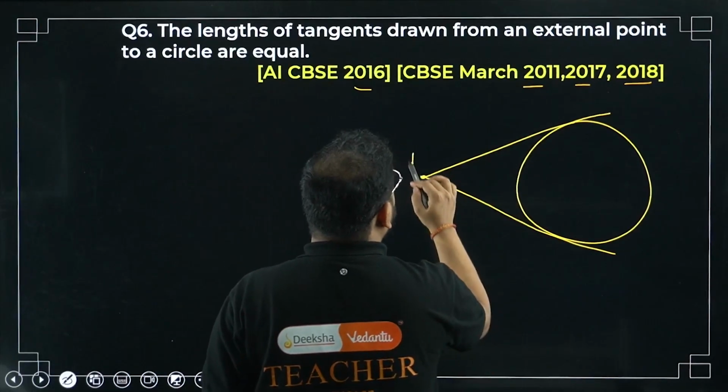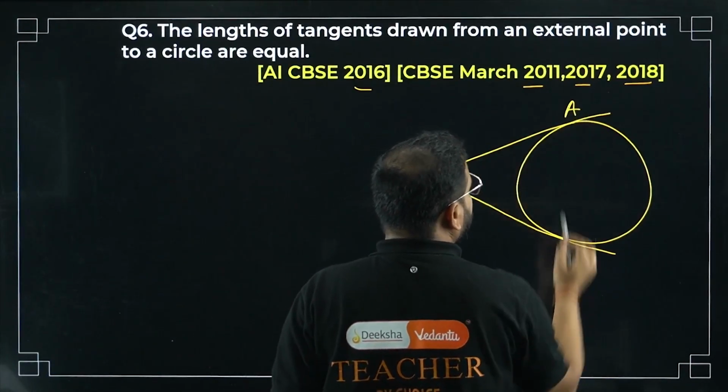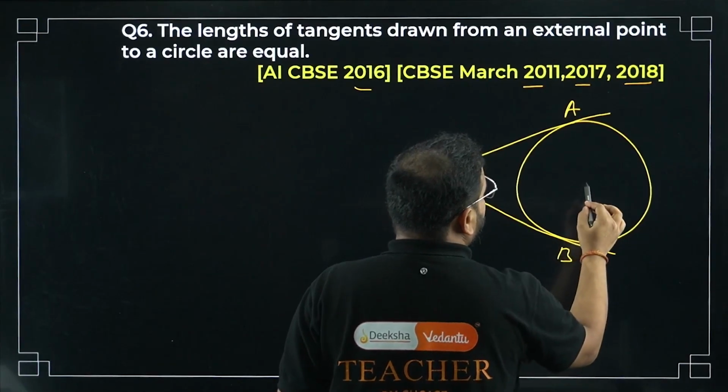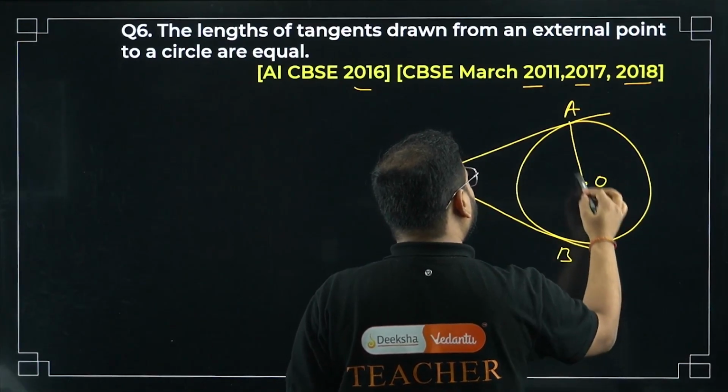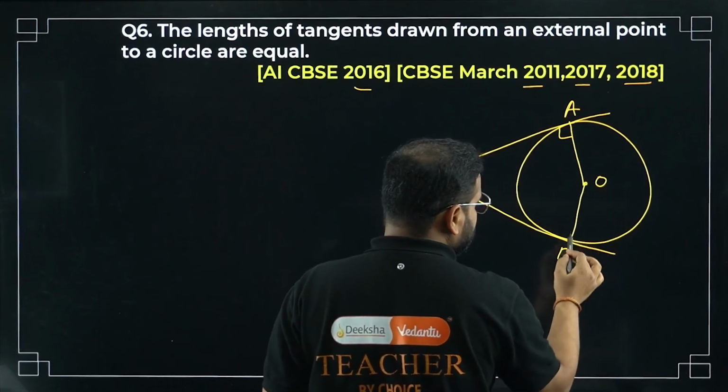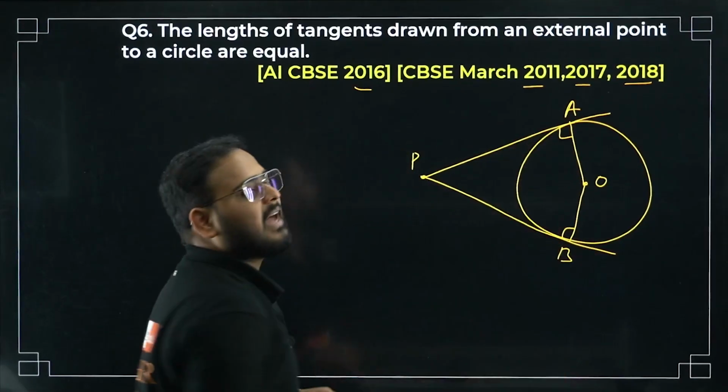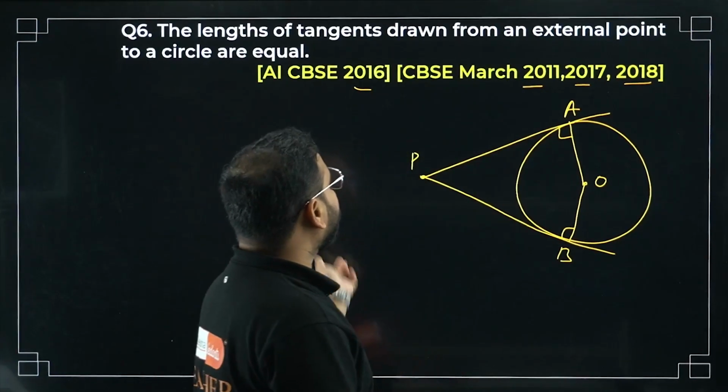This is a point, let's say P. This is a point, let's say A. This is the point, let's say B. Okay. Circle is O. Join it, sir. Perpendicular. Don't ask me why. We just proved it. Perpendicular between tangent and the radius. Okay. We have to prove PA equals to PB.